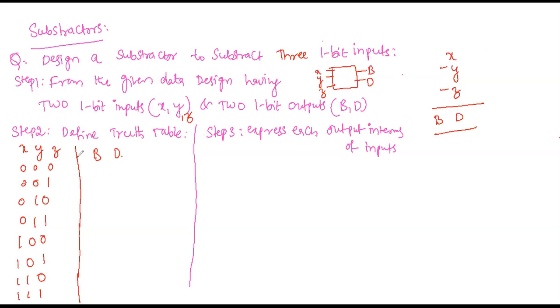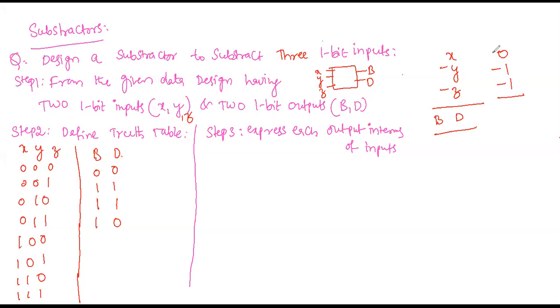You can use 0 minus 0, 0 0 only. 0 minus 1, both are 1. 0 minus 1, both are 1. 1 minus 0, 0 only. 0 minus 1, 1 1. Borrow is 1, difference is 0. So 0 minus 1 minus 1. 0 minus 1 is not possible.